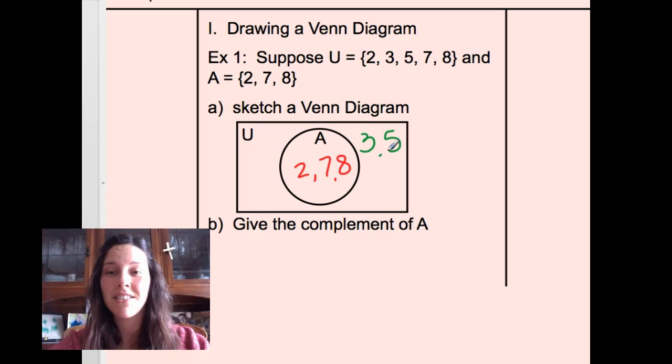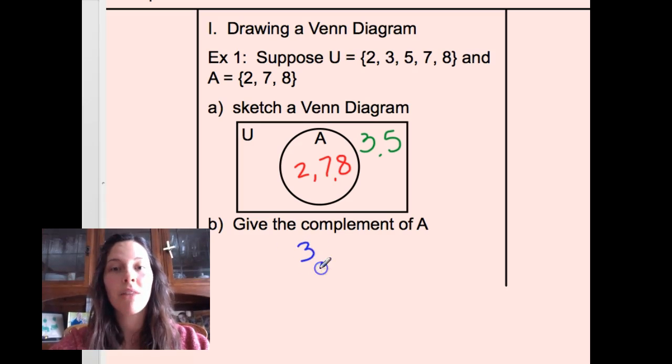So the complement of A, elements that are outside set A, would be 3 and 5. They're in the universal set, but they are not in set A.